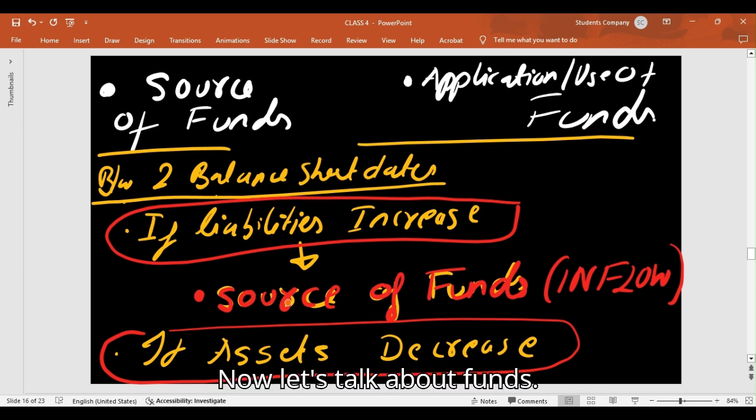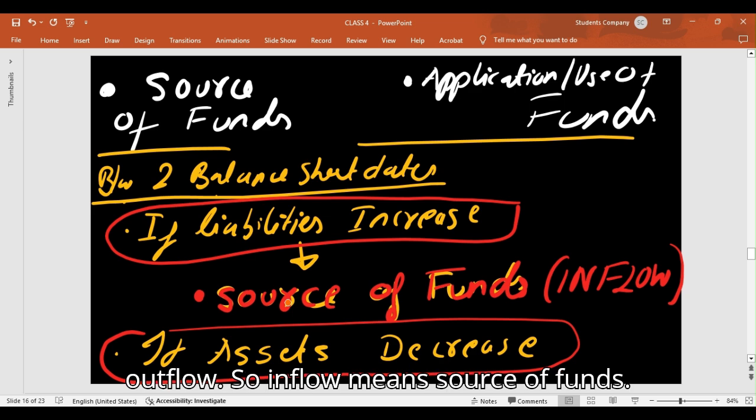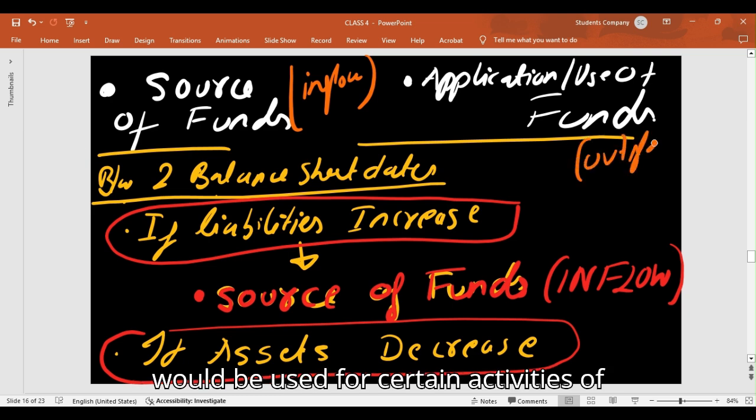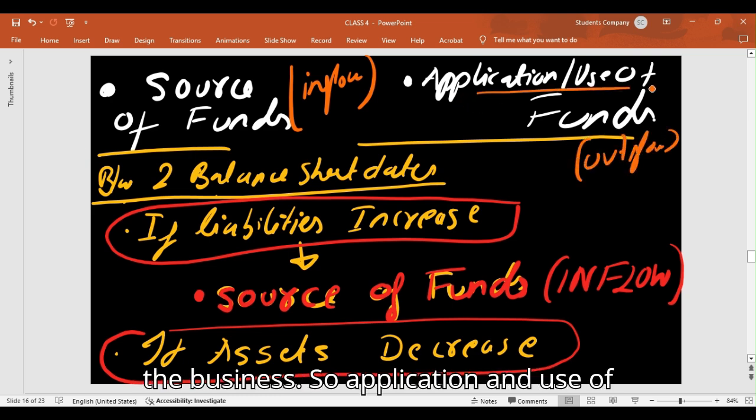Now let's talk about funds. And in funds we'll have inflow and outflow. So inflow means source of funds. Funds would come in from sources and then it would be used for certain activities of the business. So application and use of funds will be the outflow.